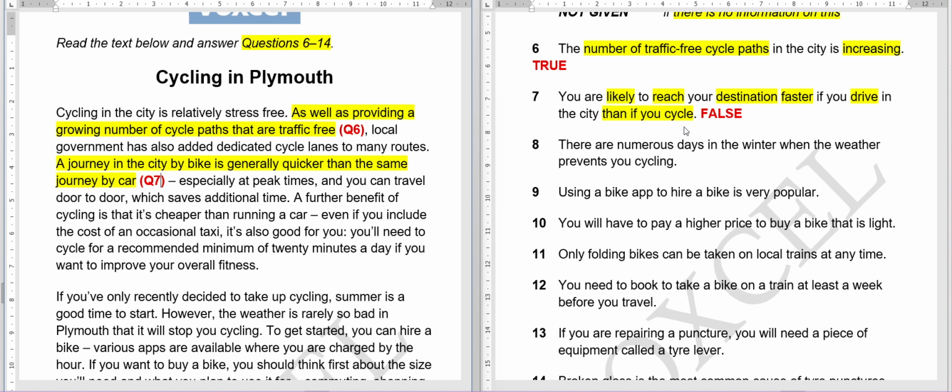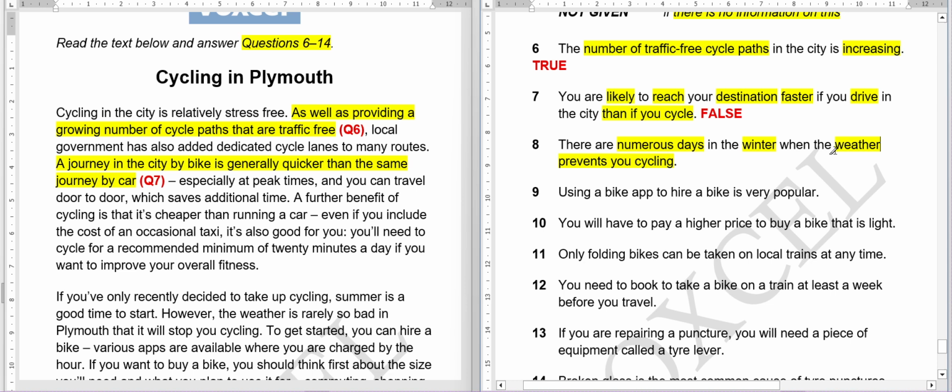Hope it is clear. Moving on to the next question, number 8. There are numerous days in the winter when the weather prevents you cycling. So they're saying that there are numerous days, basically a lot, or many days in the winter season when the weather prevents you from cycling. Because there may be blizzards or snowstorms or heavy snowfall, because of these particular kinds of hazards you will not be able to cycle, and there will be many days like that. If that is the case, our answer will be true.